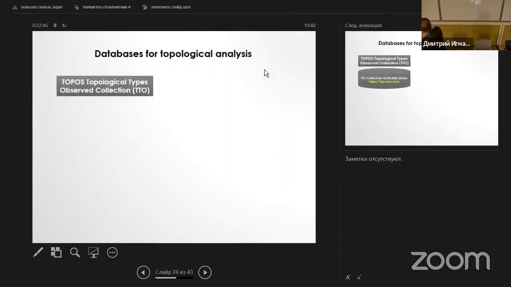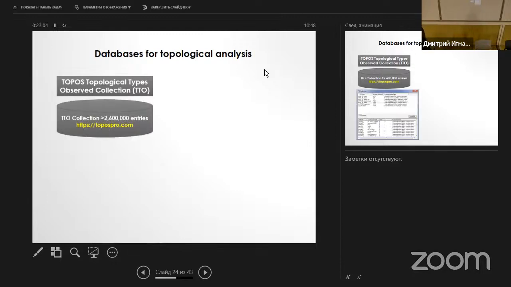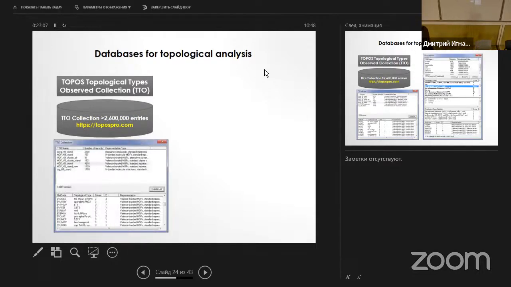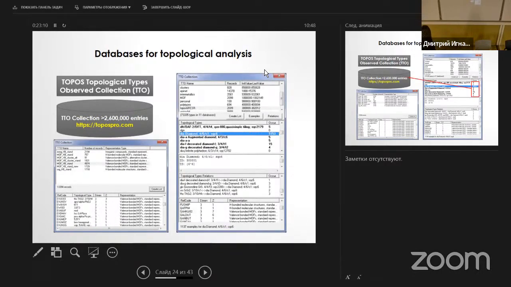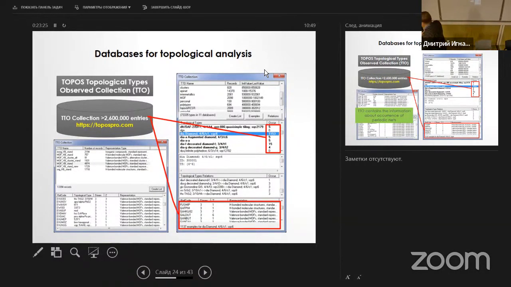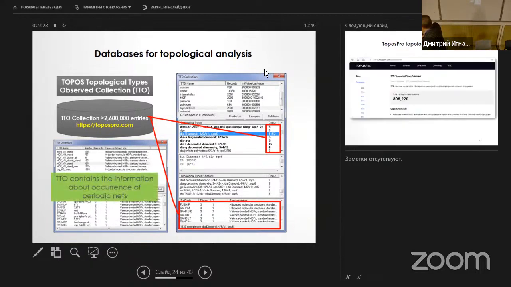Another database in this series is the Topological Types Observed collection. It contains information about occurrences of topologies in real crystal structures, and there are more than 2.5 million records now in this database. And again, you can easily work with this database with Topos and, for example, extract information about the occurrences of a particular topology and about representatives of this topology from real experimental data.